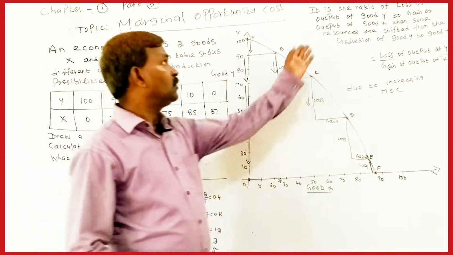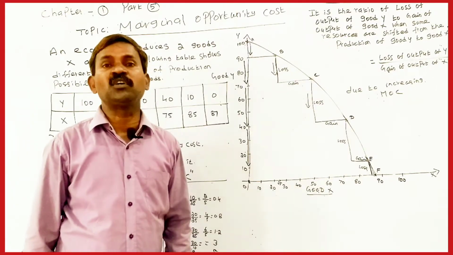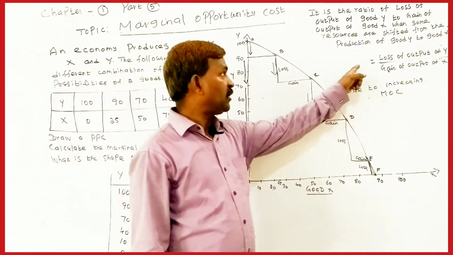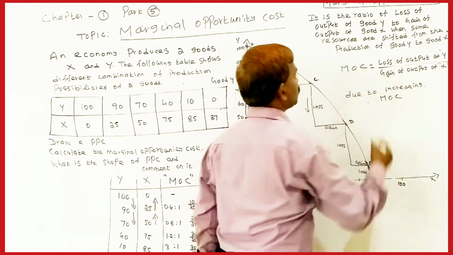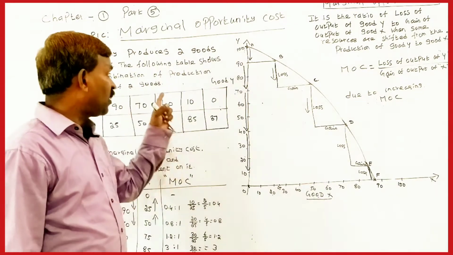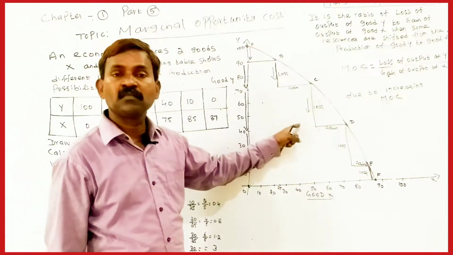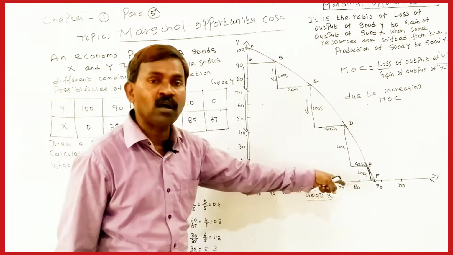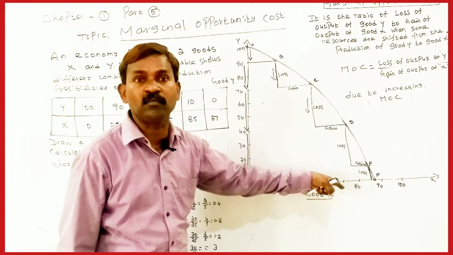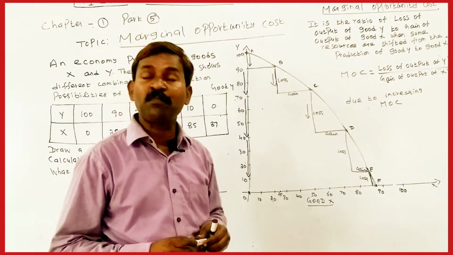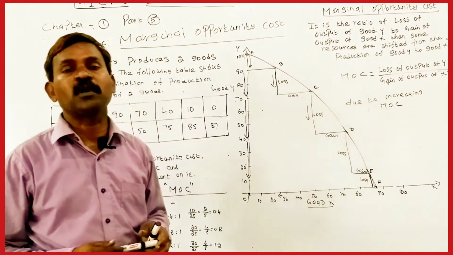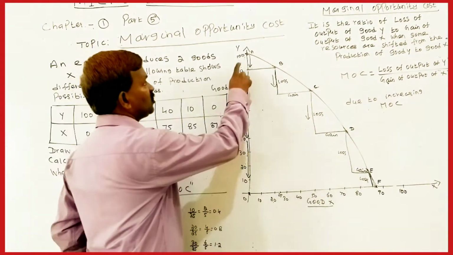I told you the meaning of marginal opportunity cost. Then I told you the formula for calculating marginal opportunity cost. For the given values, I explained how to draw a PPC in a diagram. Now we are going to comment on the shape of the production possibility curve. What is the shape?